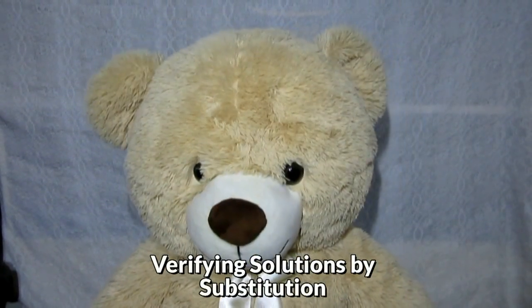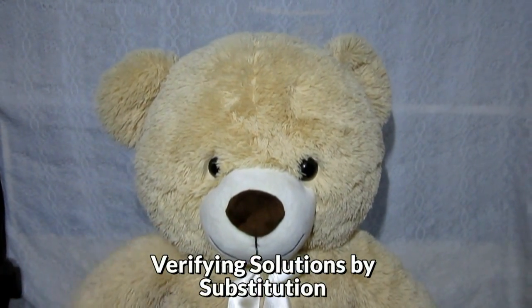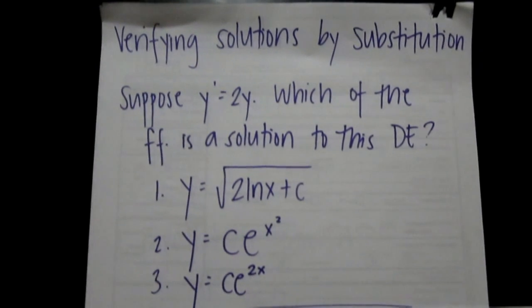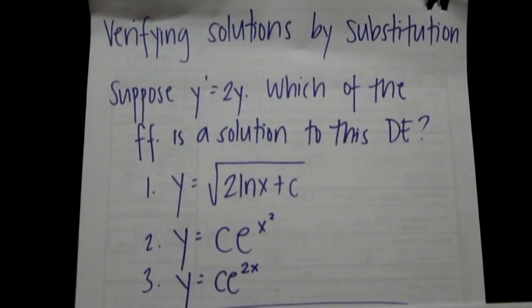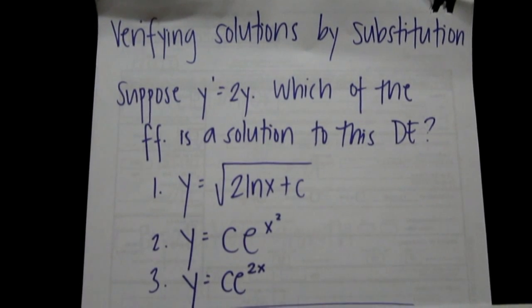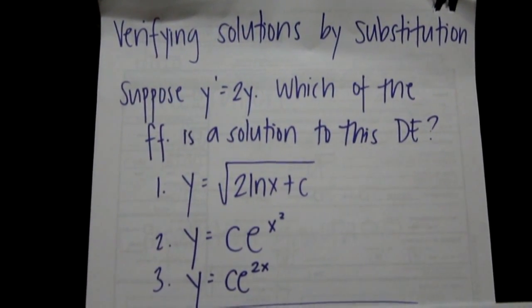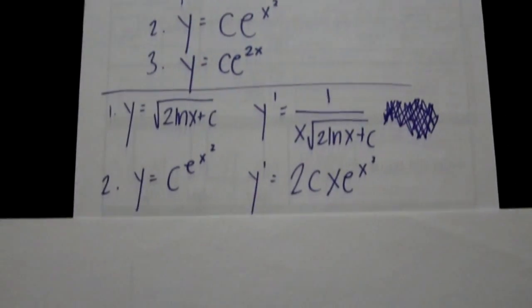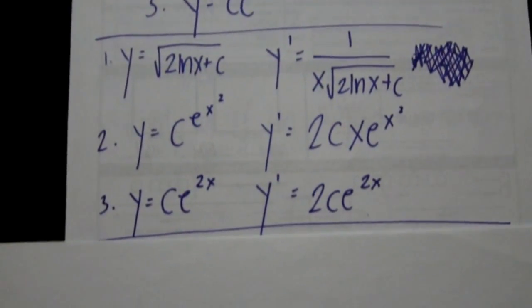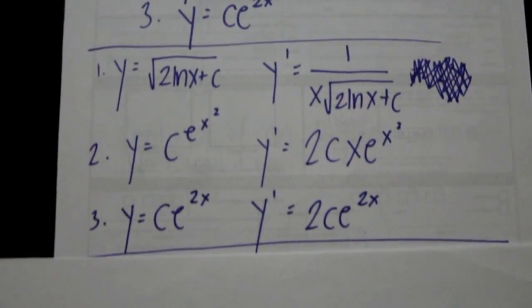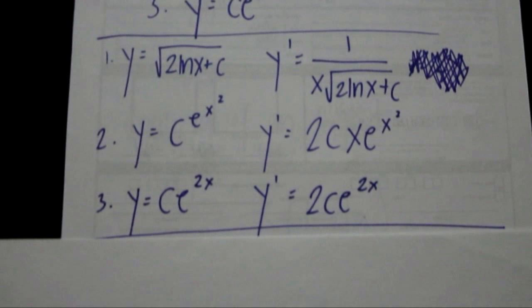Now, let's try verifying solutions to differential equations via substitution. Let's suppose y prime equals 2y. Which among these three equations is a solution to this differential equation? Let's start with number 1: y equals square root of 2 ln x plus c. If we get the derivative of that equation, we get 1 over x square root of 2 ln x plus c. Next, we get the derivative of c e raised to x squared.